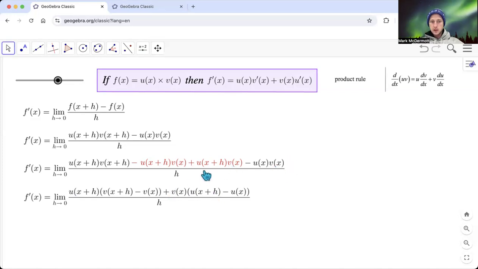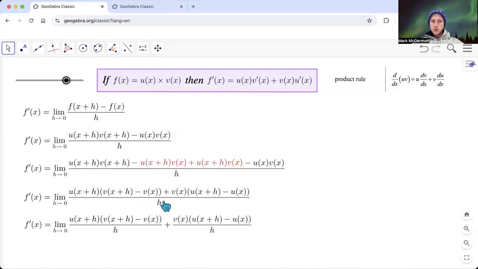So that comes out the front, and you're left with u of x plus h minus u of x all over h. Hopefully you can see why we needed to do that, because this is what's going to happen from here. We're just going to separate these fractions. We're just going to break them in half. That's all I've done there.